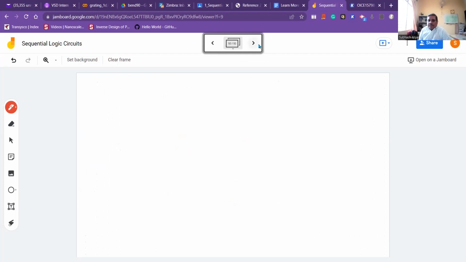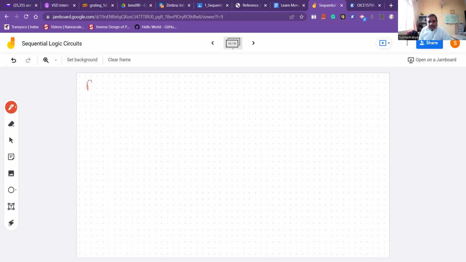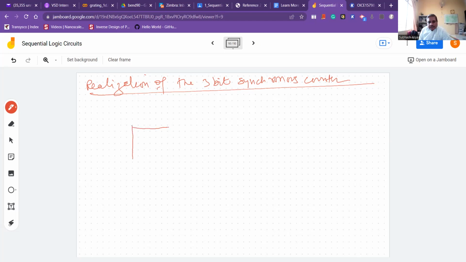So now let us try to implement. We have already got the inputs of the flip-flops. Now the realization of the circuit of the 3-bit synchronous counter using JK flip-flops. We simply draw 3 flip-flops here.